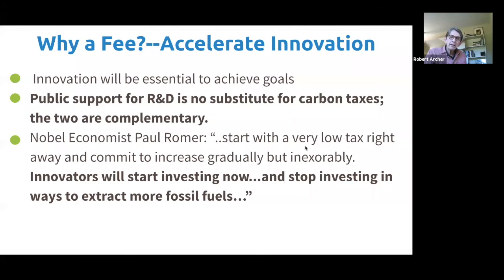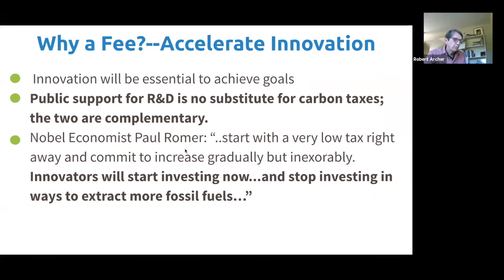However, there's a widely held view among academics, industry, and innovators that a carbon fee will accelerate innovation and speed market adoption by providing strong incentives and by making fossil fuels more expensive. Nobel economist Paul Romer's view reflects the CCL policy of starting with a low carbon fee and escalating that price.